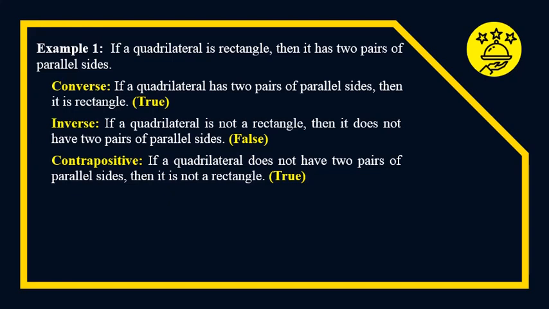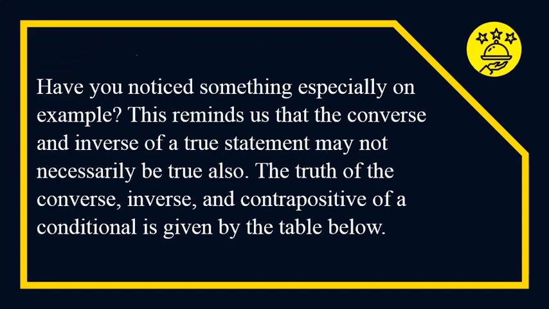Then the inverse: if a quadrilateral is not a rectangle, then it does not have two pairs of parallel sides. It is a false statement because not at all times that we have two pairs of parallel sides is it a rectangle. We have the contrapositive: if a quadrilateral does not have two pairs of parallel sides, then it is not a rectangle, which means it is a true statement. Have you noticed something special in the example?